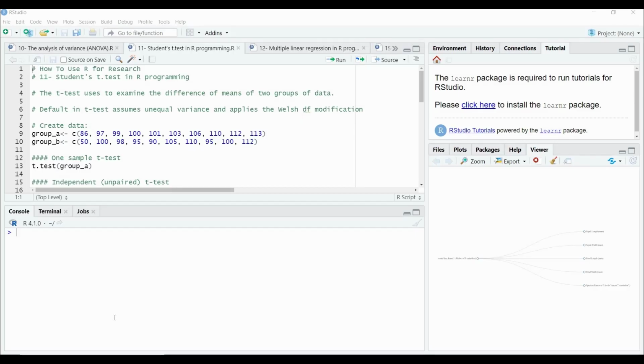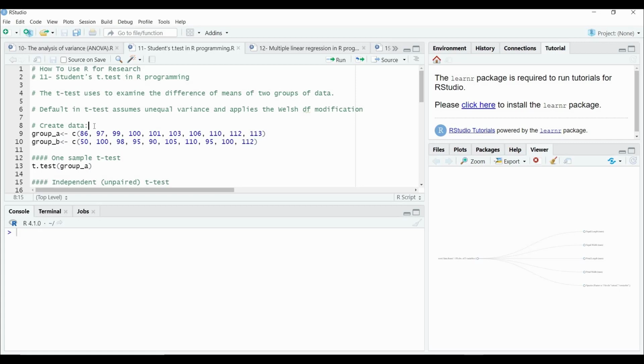Welcome to our tutorial, How to Use R for Research. In today's session, we teach you Student's t-test in R programming. It is used to examine the difference between means of two groups of data. By default, the t-test assumes unequal variance.